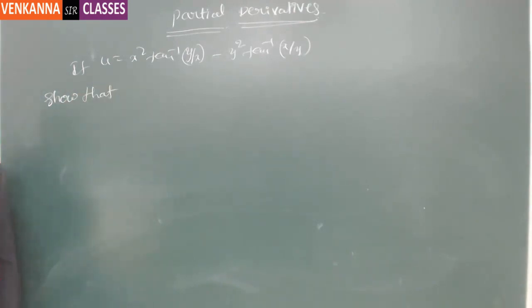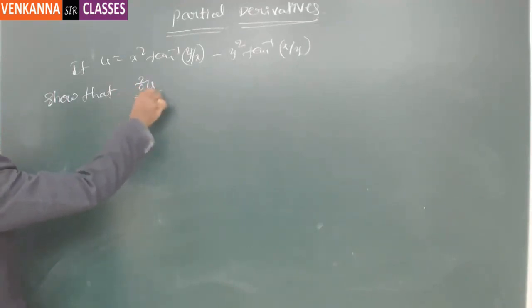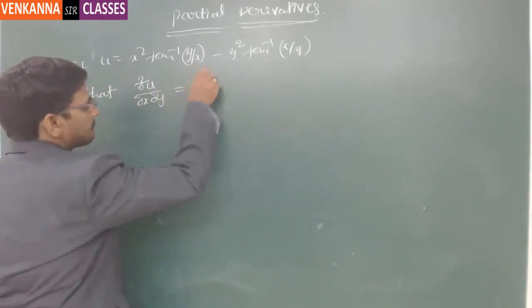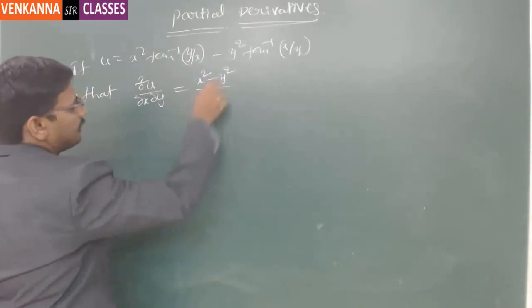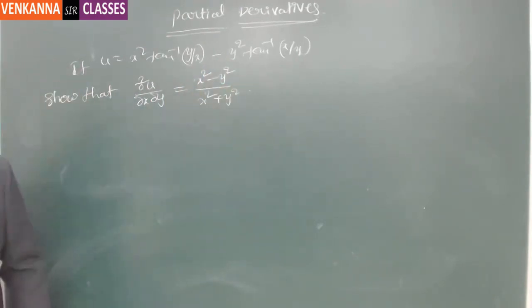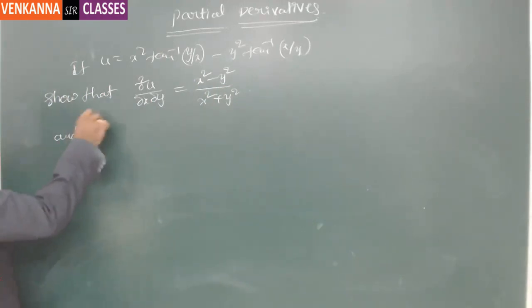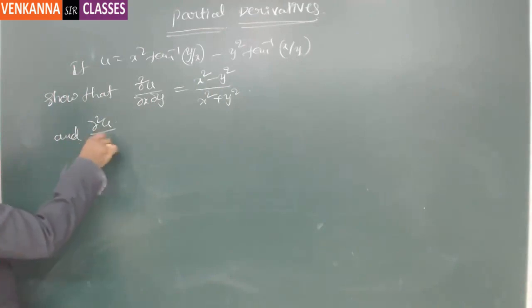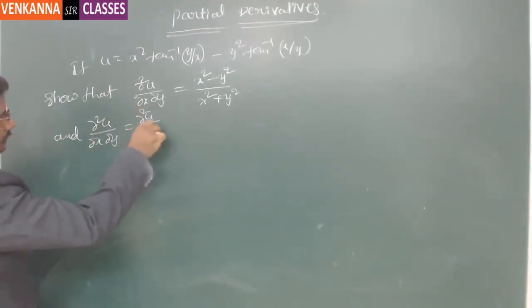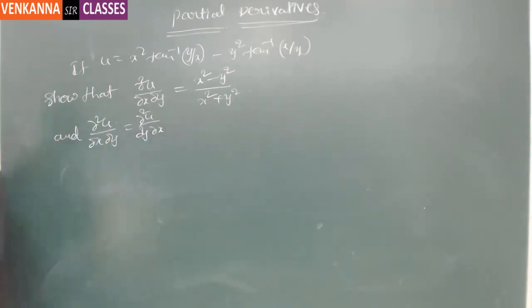dou square u by dou x dou y is equal to x square minus y square divided by x square plus y square, and dou square u by dou x dou y is equal to dou square u by dou y dou x. Can you solve this?